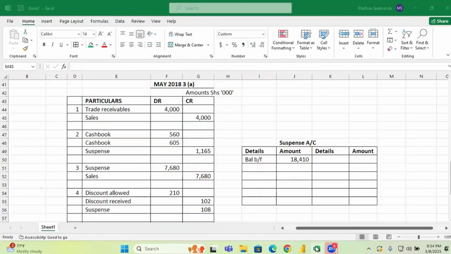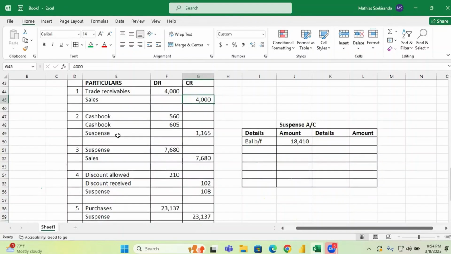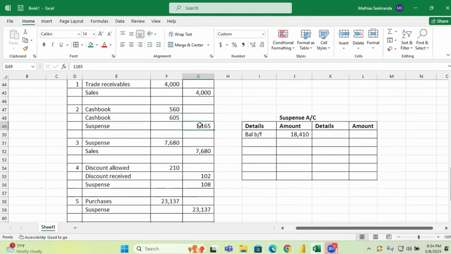Now, when bringing these figures of the suspense, you go back to the journal entries that you have passed. Whichever entry has a suspense, you bring the figure this side. Note number 1 did not have a suspense. Note number 2 has a suspense on the credit side, about cash. So you come here and put it on the credit side. Note number 3 has a suspense on the debit side, about sales.